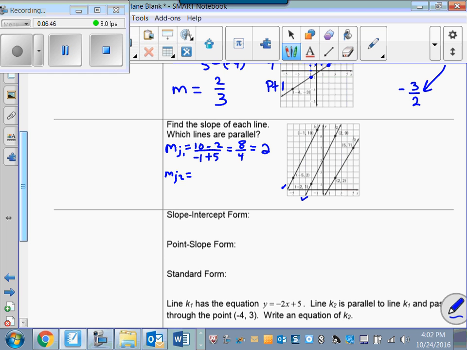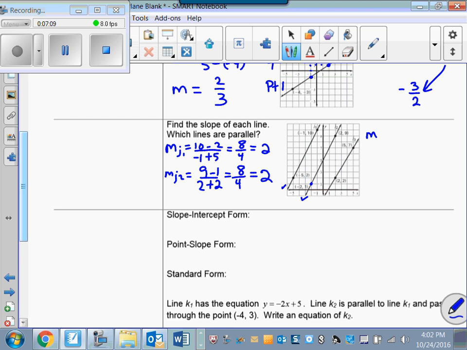Here's J2 right here. So that slope is going to be 9. Here's my other point. Took a second to see that. 9 minus 1 divided by 2 minus negative 2, which is plus 2, and that gives me 8 over 4, which is 2. So definitely those two are parallel.